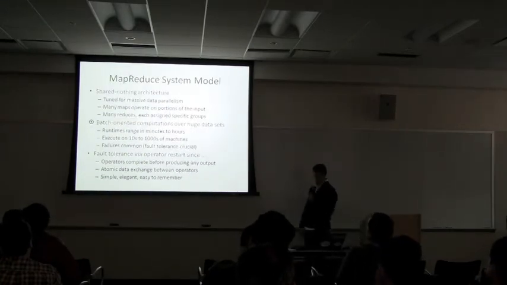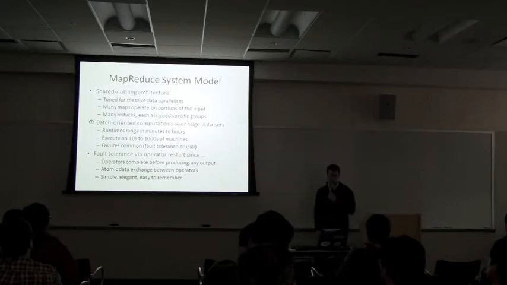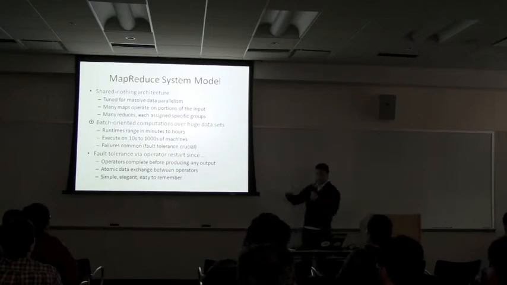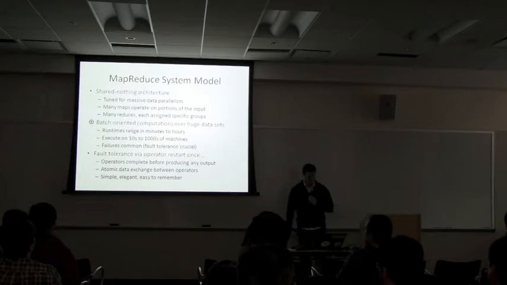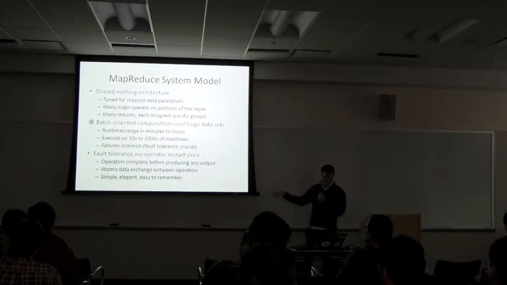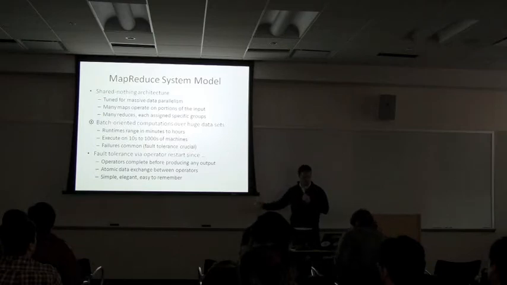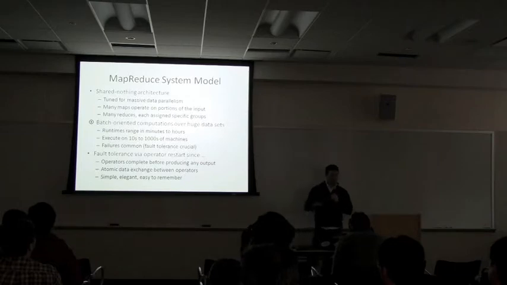The MapReduce system model is a shared nothing architecture, which is tuned for massive data parallelism. Which means that we're going to have many maps operating on portions of the input. These portions are called blocks. We're going to have many reducers, each of which are assigned specific groups. And the target here is batch-oriented computations over huge data sets. Runtimes range from minutes to hours, as you all know, and we usually execute these things on tens to thousands of machines. So failures are very common. So fault tolerance is actually very crucial.